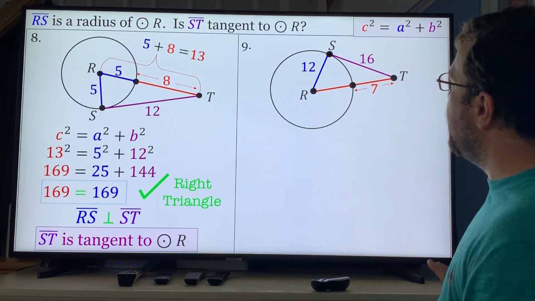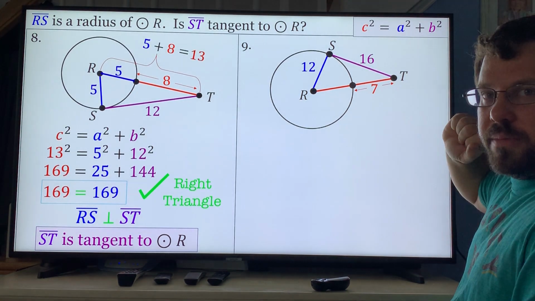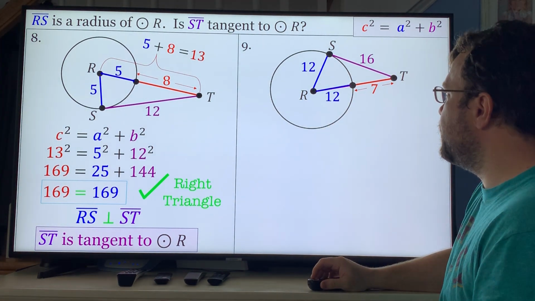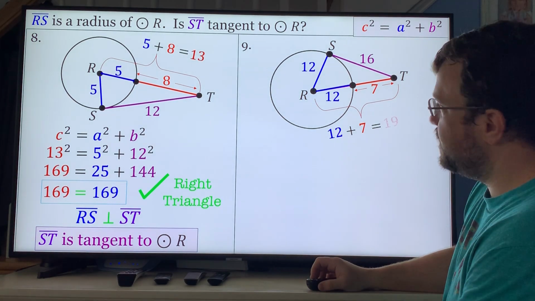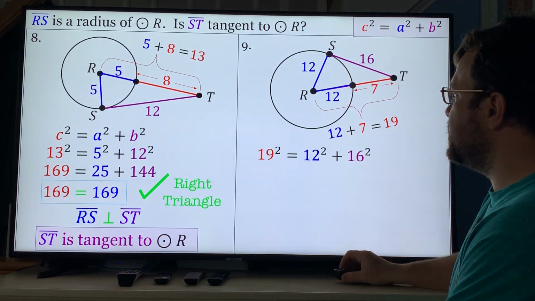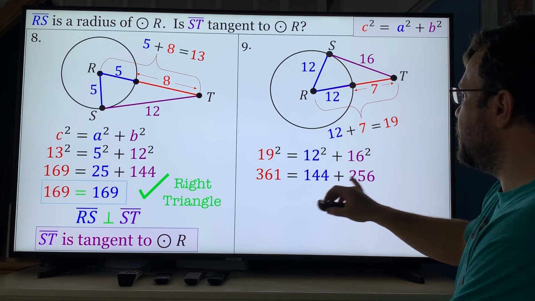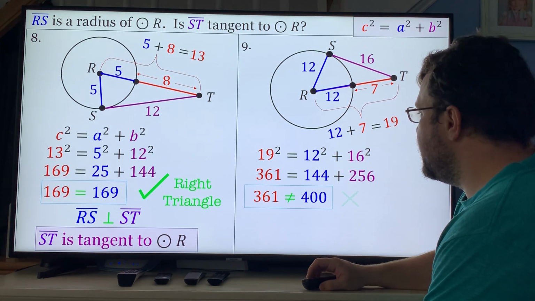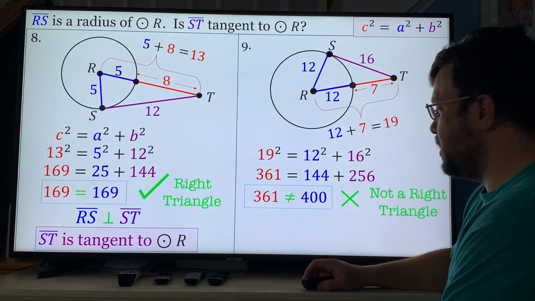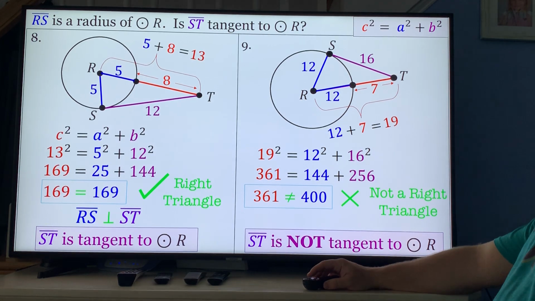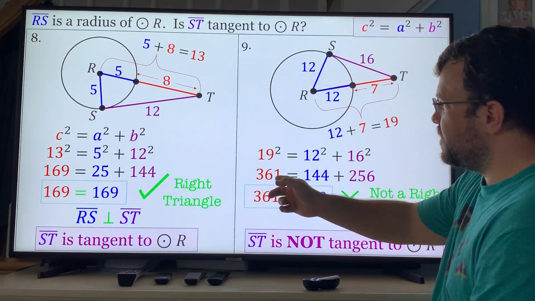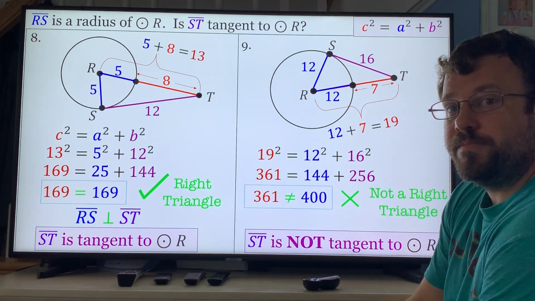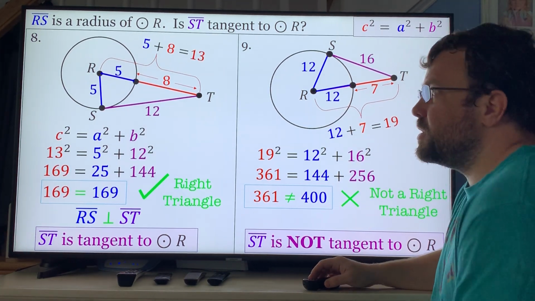All right. Right here. Ready? Try it. All right, good. Once again, 7 plus 12, hopefully, is 19. So 19 squared, 12 squared, and 16 squared. 361, 144, and so on. Now, these two are not equal. Since they're not equal, it's actually not a right triangle. Since it's not a right triangle, it is not tangent to R. This would actually be a, what kind of triangle? Acute triangle. Good? Not difficult. Just a bunch of stuff.